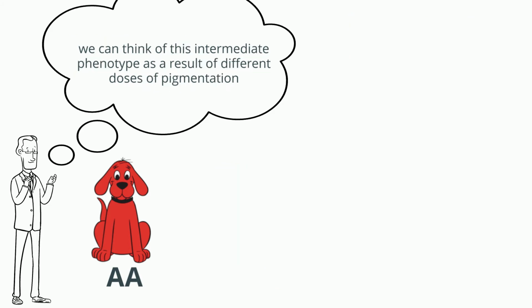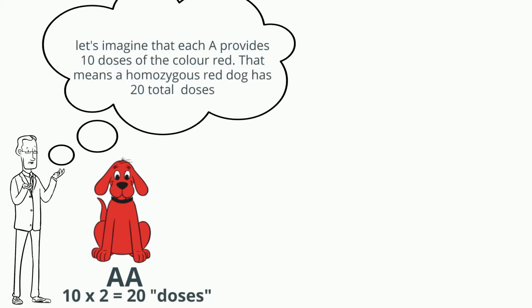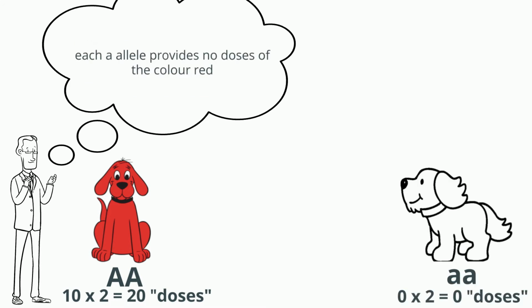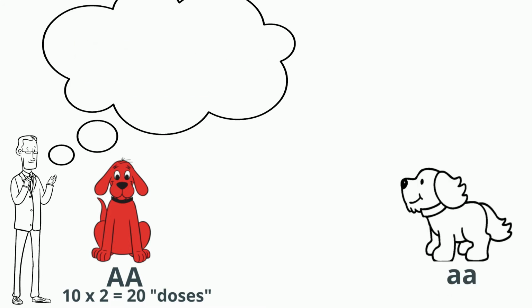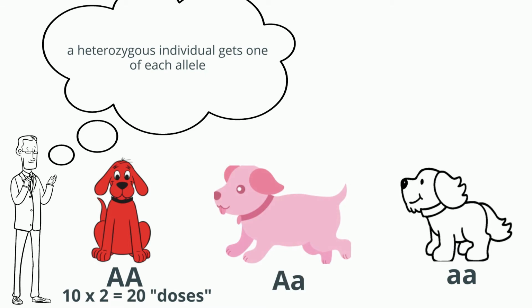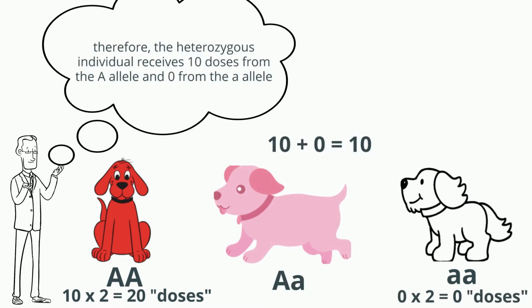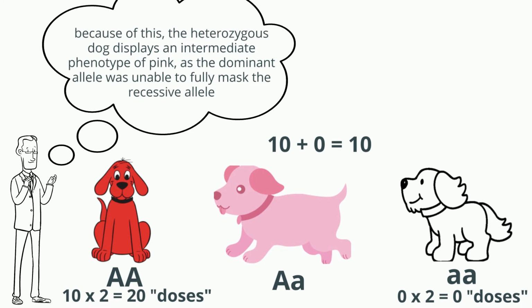We can think of this intermediate phenotype as a result of different doses of pigmentation. Let's imagine that each big A allele provides 10 doses of the color red. That means a homozygous red dog has 20 total doses. Each little a allele provides no doses of the color red. A heterozygous individual gets one of each allele. Therefore, the heterozygous individual receives 10 doses from the big A allele and 0 from the little a allele. Because of this, the heterozygous dog displays an intermediate phenotype of pink, as the dominant allele was unable to fully mask the recessive allele.